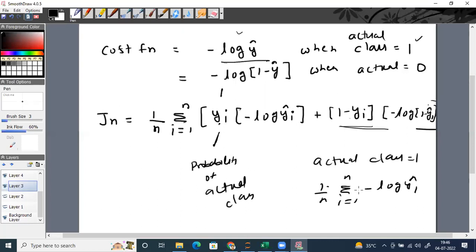And when your actual class will be 0, this term will be gone because yi will become 0. So 1 minus 0 will be 1. So the only thing that you will be getting will be minus log 1 minus y hat. And this is representing what? Your actual class, and this is your predicted one, probability of predicted class.